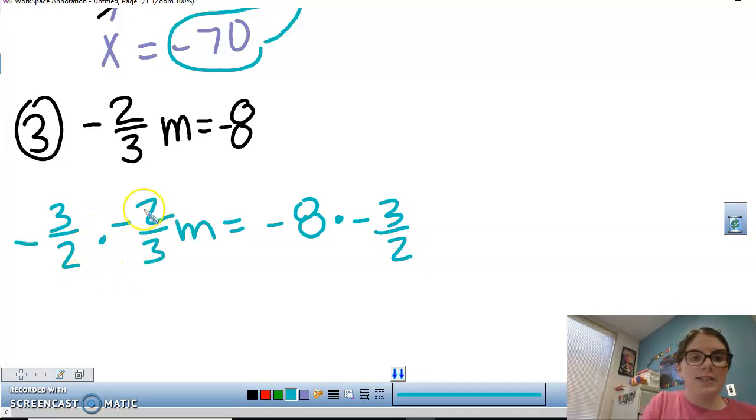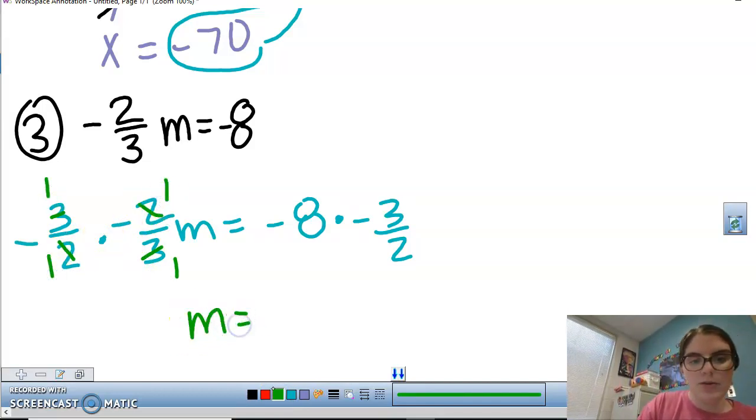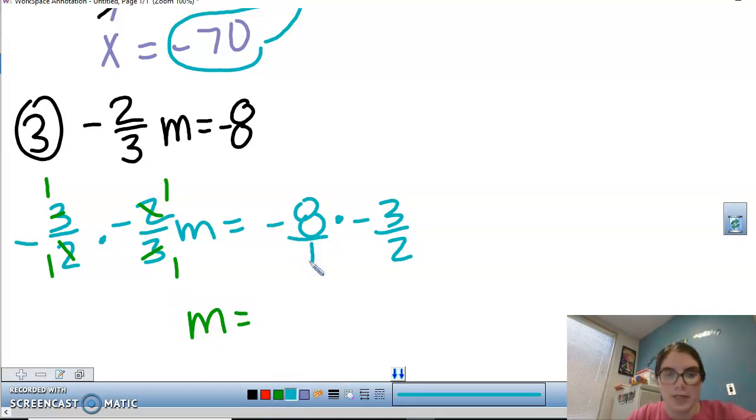So I'm looking at this side over here. If you were in my class last year, remember we did that dance, like do the butterfly, do the butterfly. So if you did the butterfly, these will all simplify to be 1s. So you're just going to be left with m on this side equals, there's always a 1 underneath here. All right, let's see if we can simplify anything.